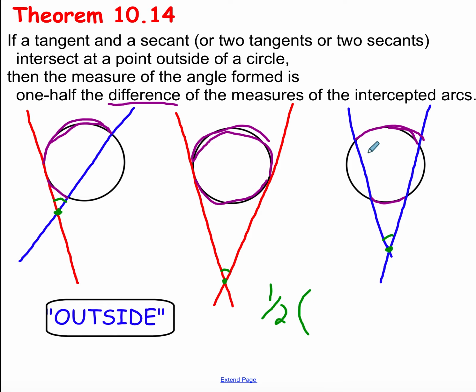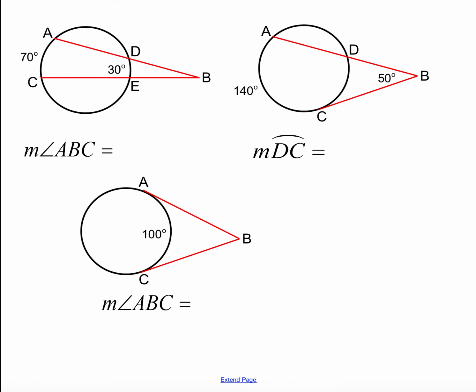Okay, so I'm not going to go into as much detail on this one with writing out the exact notation, but what you need to know is that when you're solving, you need to set this angle equal to 1/2 times the difference of these two arcs. And remember, this is when angles intersect outside of a circle. Let's do some practice problems here.